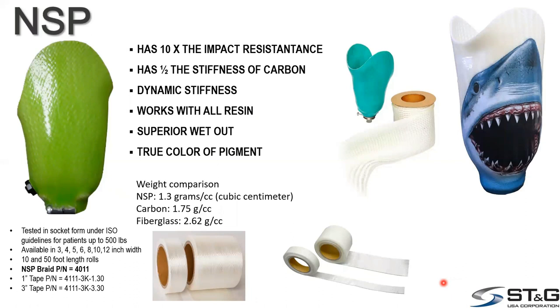So NSP. NSP is a very unique fiber. It has 10 times the impact strength of carbon. It is half as stiff as carbon. And one of the things you can do is design in that dynamic stiffness. We talked about I-beam effect and fiber separation. So if you want a socket that's stiff, you can separate the fibers with an extra layer of Nylon glass. And we've done some testing where we've done 2 layers, 4 layers, and there was a dramatic difference in the stiffness. It also showed up in the impact test. And the impact test we'll talk about a little bit later too.